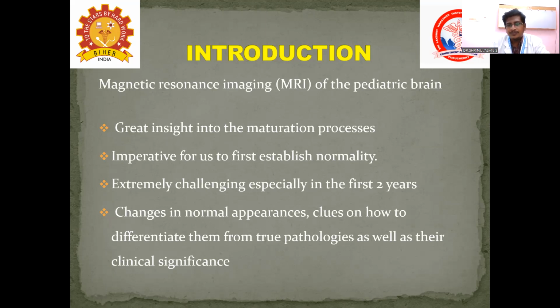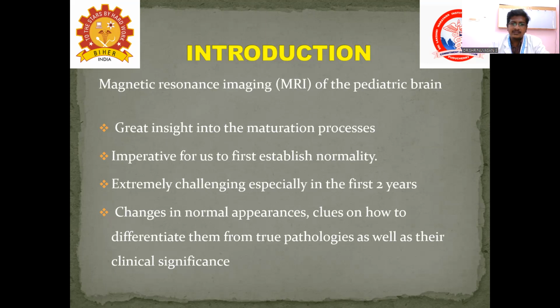Then we also should know how to focus, because it is all in the maturation process. We don't know how the unmyelinated fibers and myelinated fibers will appear. So we should know at what time we are taking the MRI, whether it is myelinated at that time, and how it will appear. First we have to establish the normality, and then we have to go and pick up the abnormal findings in the brain.